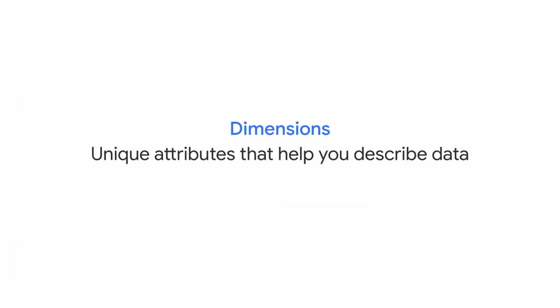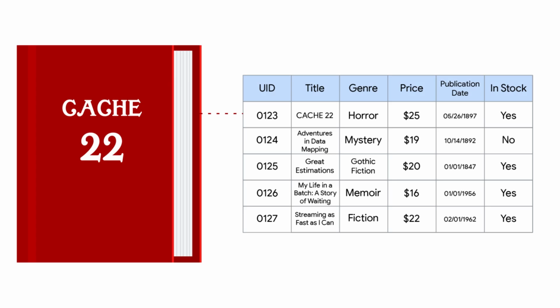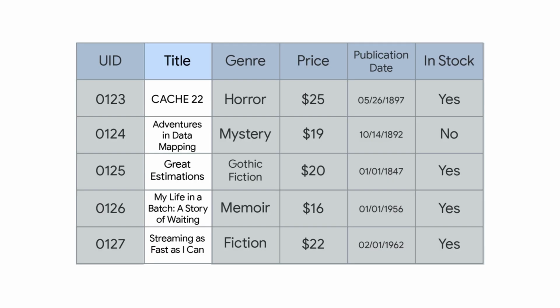Dimensions are unique attributes of the data that help you to describe data. Here's a simple data model made up of rows and columns that contain information about books. The table has dimensions like title, genre, price, date published, and whether the book is in stock. Each row in the table represents a single book and contains the values for the dimensions that describe that book. These values are lined up so that the dimensions form columns. For example, the title of the book is stored in the title column. The genre of the book is stored in the genre column, and so on.